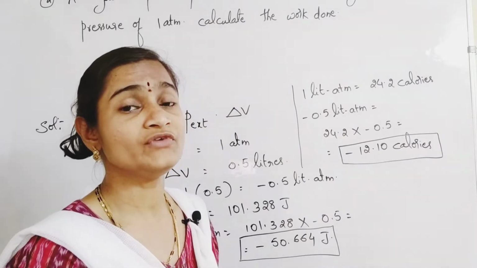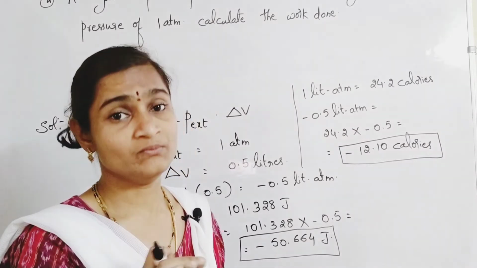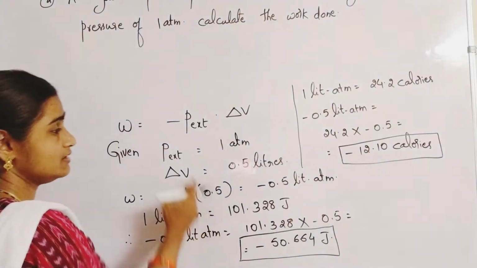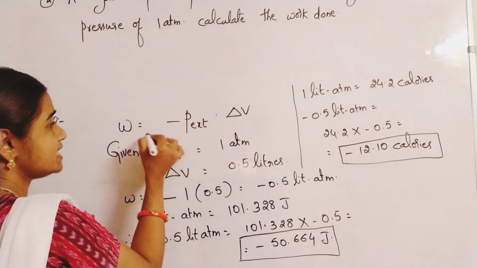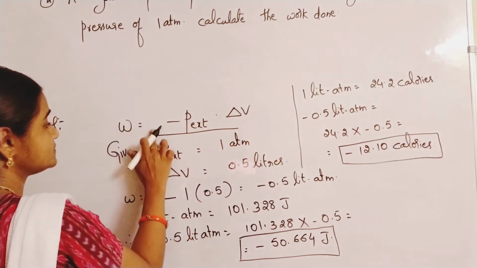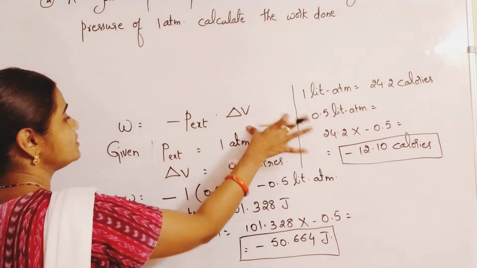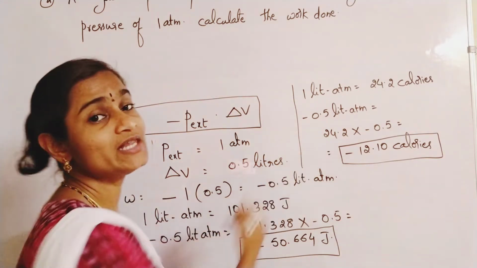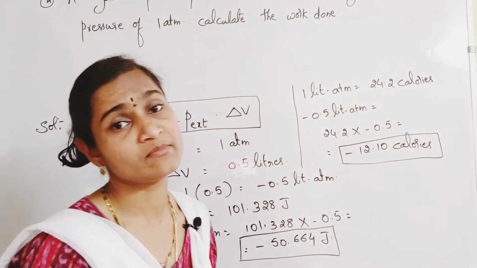I would like all of you to do the numerical by yourself, because the same formula is there. W is equal to minus P external into delta V, and you will get the same values for the second sum also.